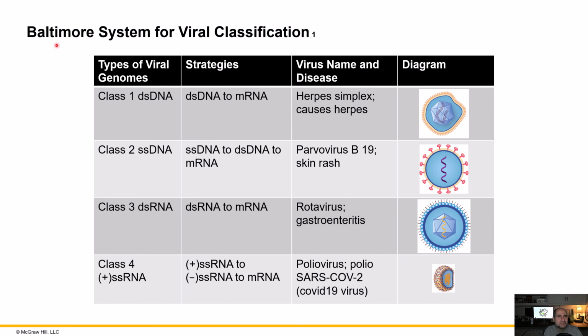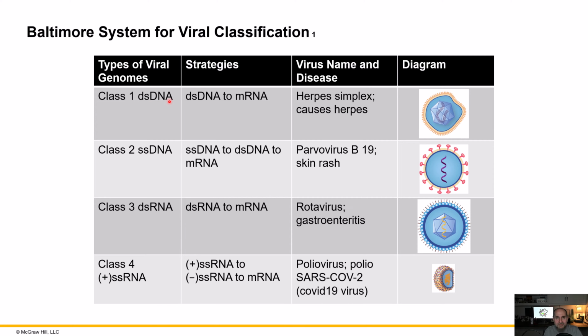Remember, I said that some viruses have a DNA genome while others have an RNA genome, but it's a little more complex than that. Let me explain. Check it out. According to the Baltimore System, Class 1 viruses are any virus with a double-strand DNA genome. Remember that you and I share a DNA genome that's double-stranded, so this is the type of genome that you and I are familiar with.